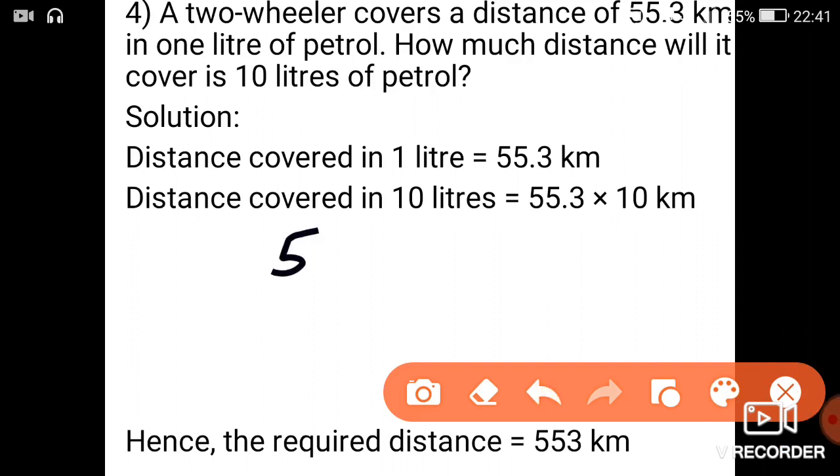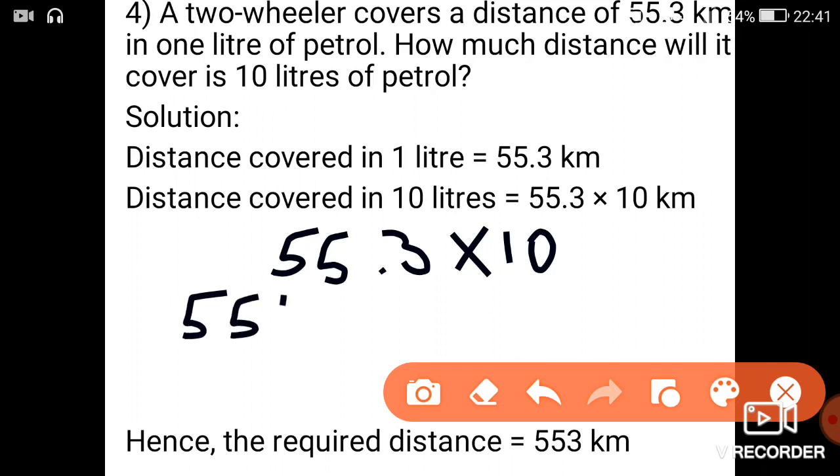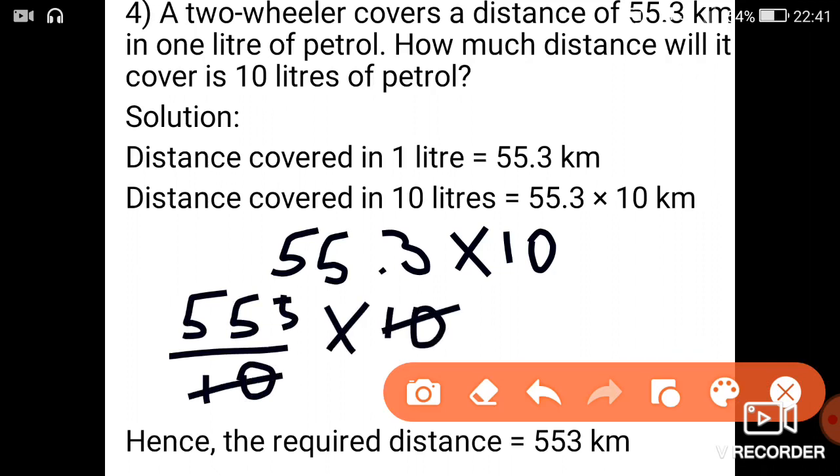So, we'll multiply 55.3 into 10. So, we will represent 55.3 as 553 by 10. So, we will represent in fraction. So, we have only one digit after the decimal point. So, we will divide by 10 and multiply it with 10. So, 10 and 10 will get cancelled. The obtained answer is 553 kilometer.